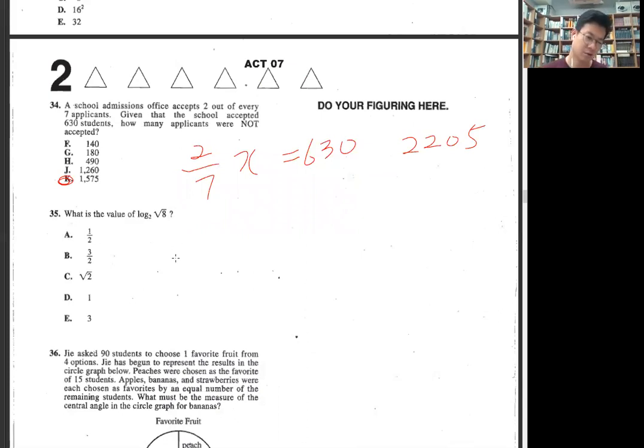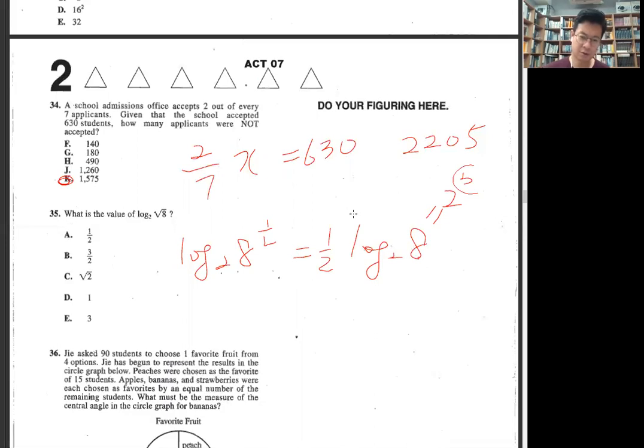So log base 2 of 8 to the 1/2. Then we bring the 1/2 down, and log base 2 of 8 is basically 2 cubed. And we bring the cube down, so 3 over 2 times log base 2 of 2. This is 1. So 3 over 2.